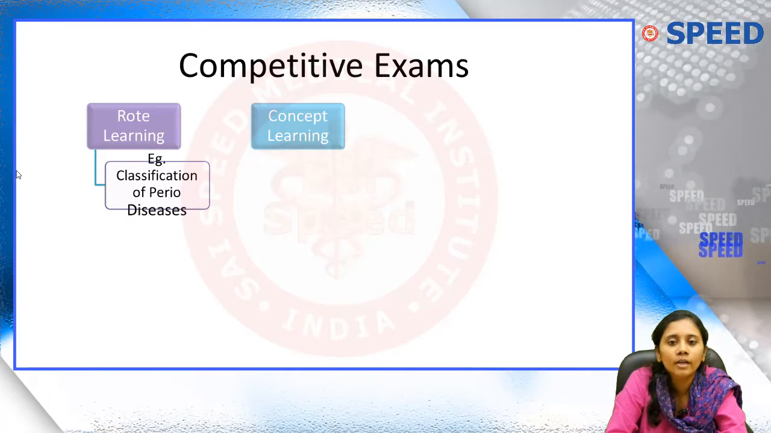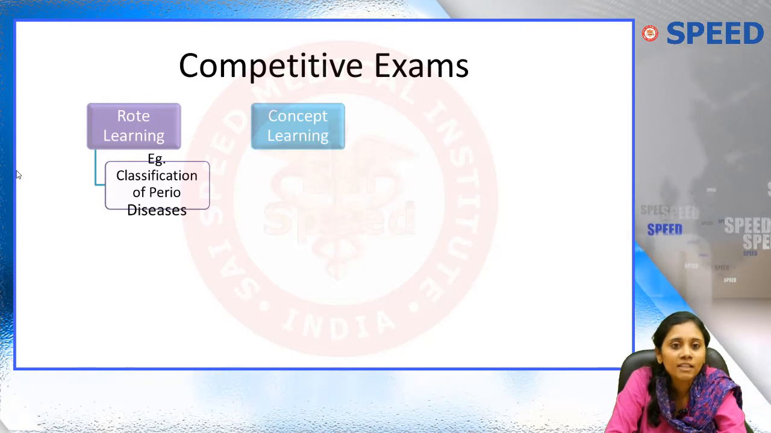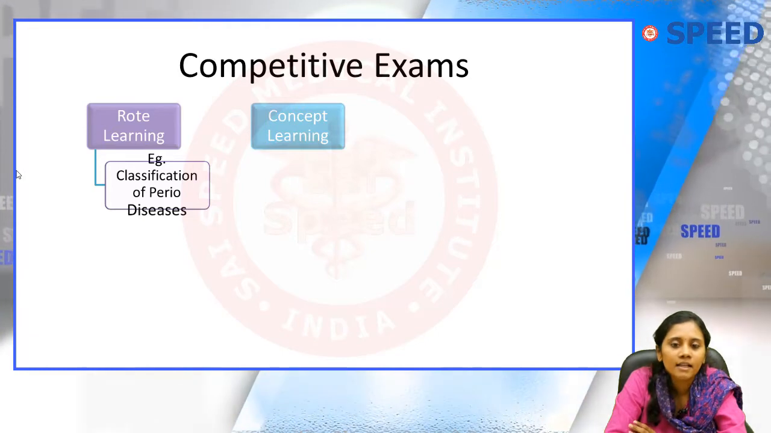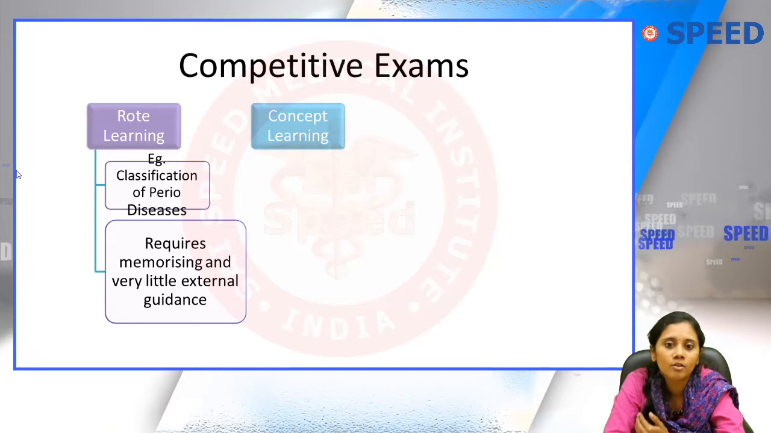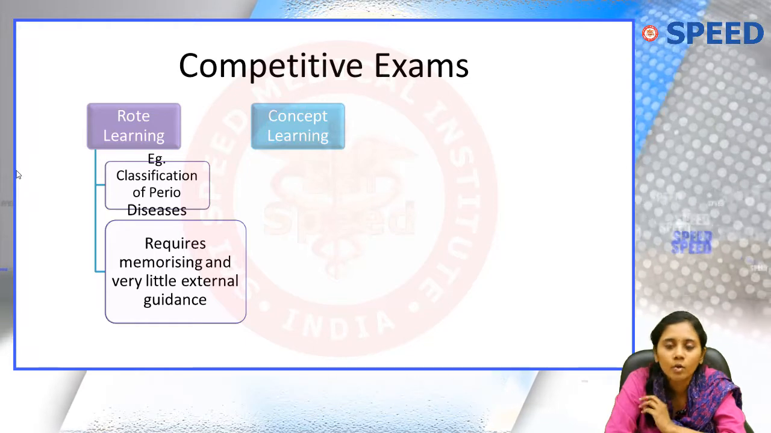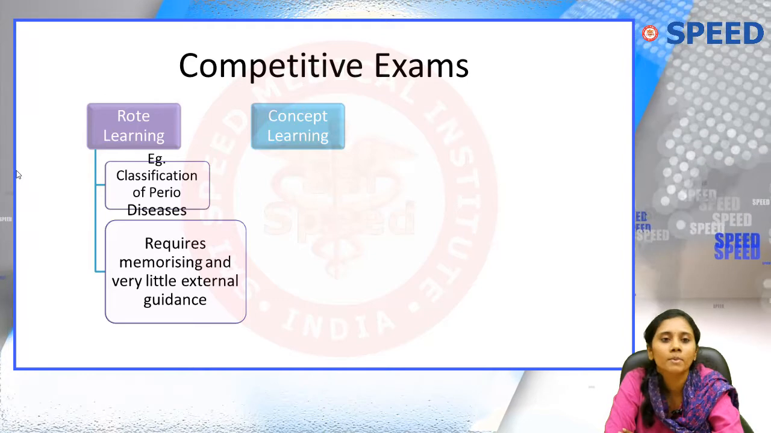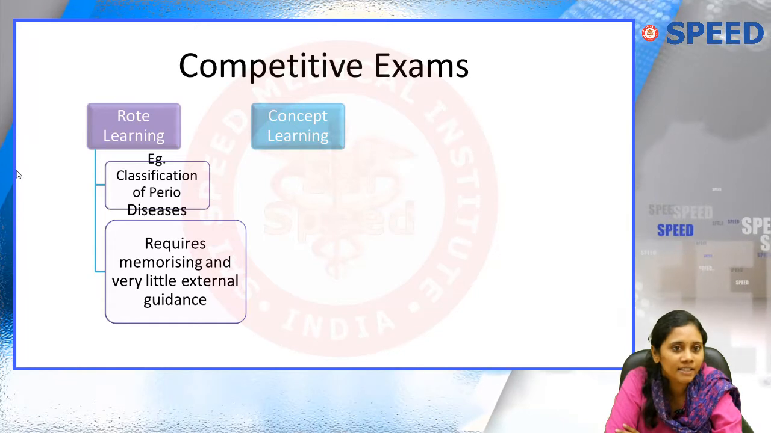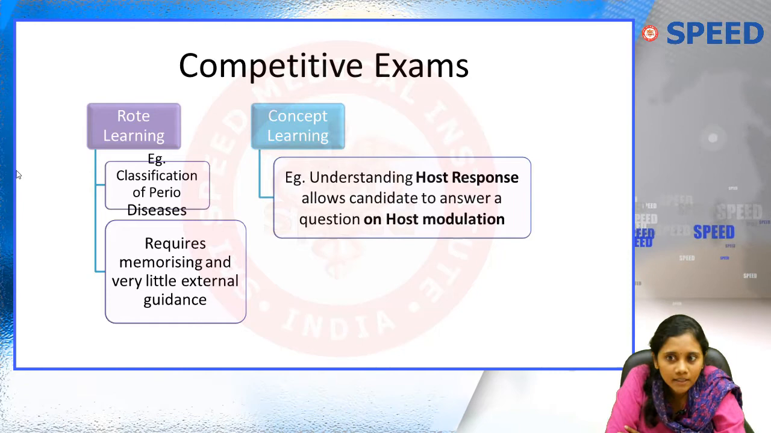For example, look at classification, any classification, not just periodontal diseases, or perhaps values, tensiles, strengths and shear stresses. All this comes under rote learning because it requires memorizing. You don't need me to guide you with these things. This is something you need to spend time on, take notes and just quickly revise. And in fact, this is what you need to revise on the day before your competitive exams. Do not waste memory space trying to retain them much earlier, because you will have to revise again and again for this.